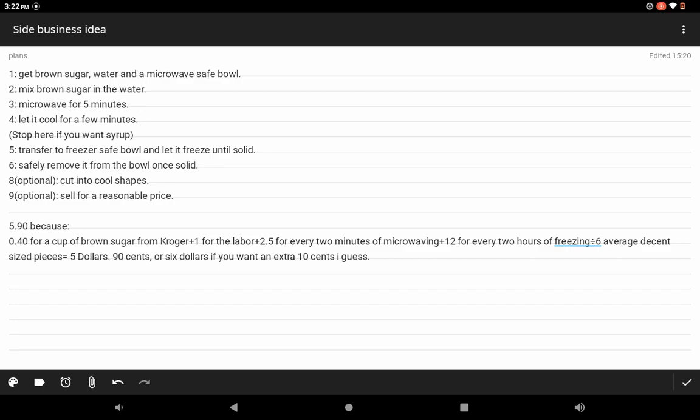9. Optional again. Sell for a reasonable price, which would be, at least in my area of Texas, $5.09, because 40 cents for a cup of brown sugar from Kroger, plus $1 for the labor, plus 2.5 for every 2 minutes of microwaving, plus 12 for every 2 hours of freezing, divided by 6 average decent sized pieces equals $5.90, or $6 if you want extra 10 cents, I guess.